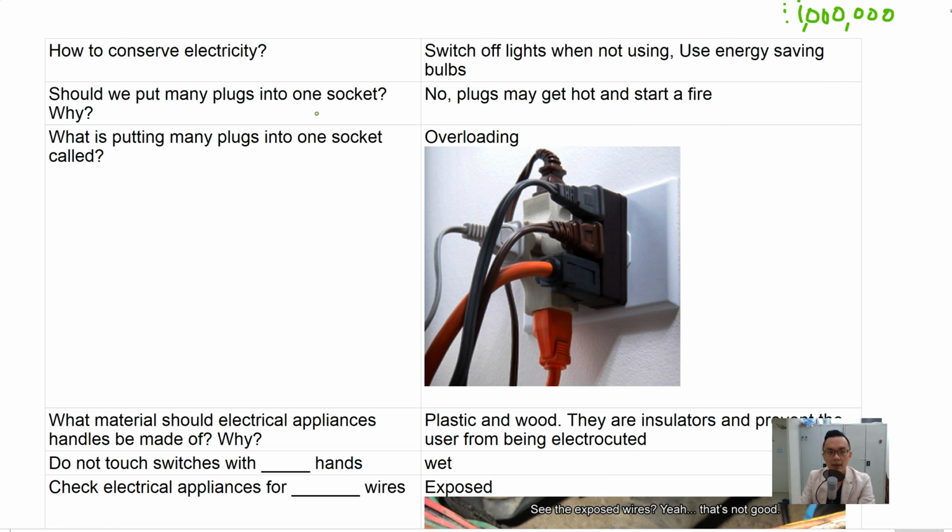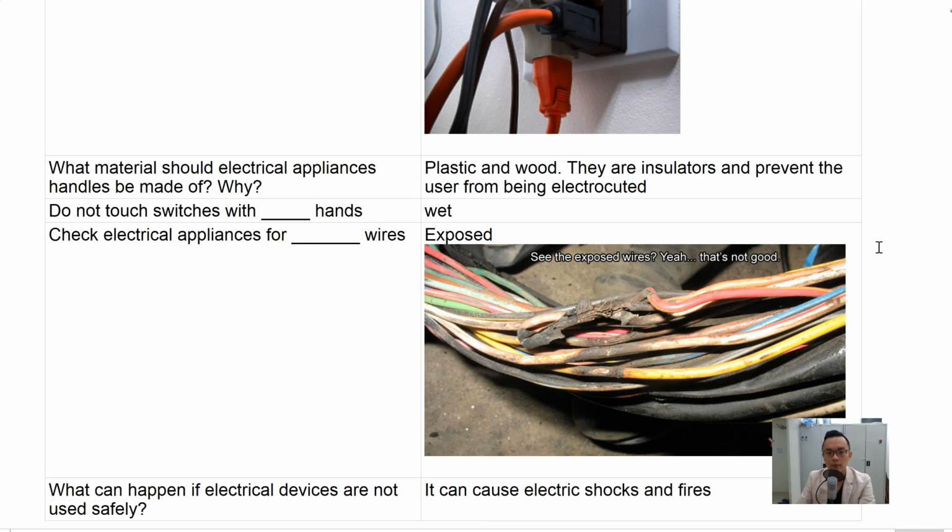Okay, so let's look at this part: how to conserve electricity. Switch off bulbs when not using. Use energy saving bulbs, also known as LED light bulbs. Should we put many plugs into one socket? No, because the plugs may get hot and start a fire. So this is what many plugs in one socket looks like. Don't do this, all right, because it's called overloading and it has a very high risk of electric fires.